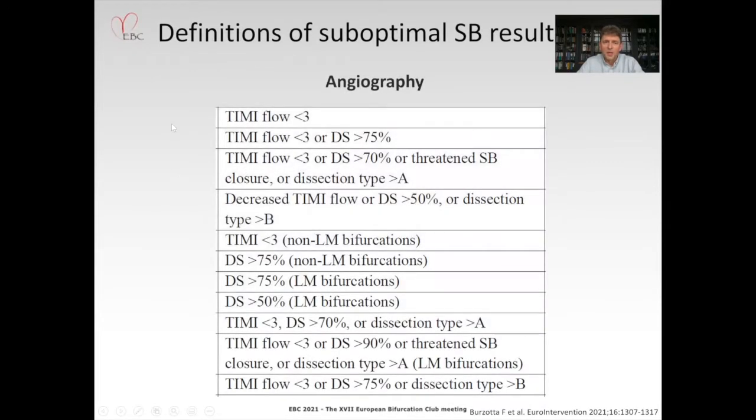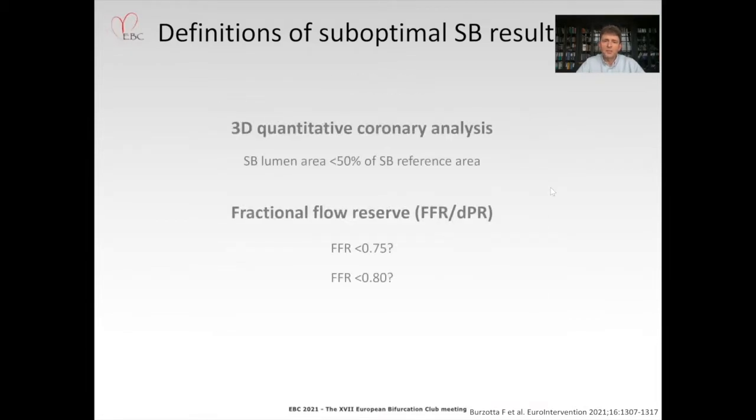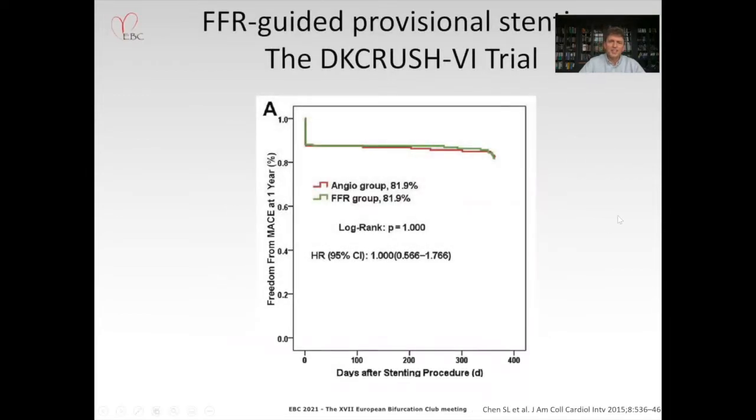We have a couple of definitions of suboptimal results on angiography, starting from TIMI flow less than 3, then TIMI flow less than 3 plus some diameter stenosis, more than 75% or 50% fall at main, etc. On top of this, we have some 3D quantitative QCA definitions, and finally, physiology. But actually, physiology does not help.